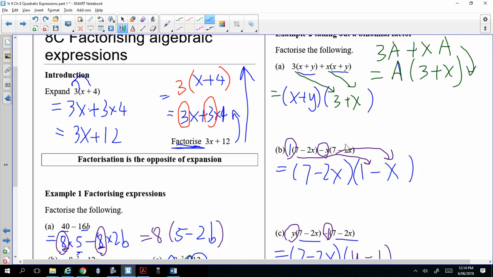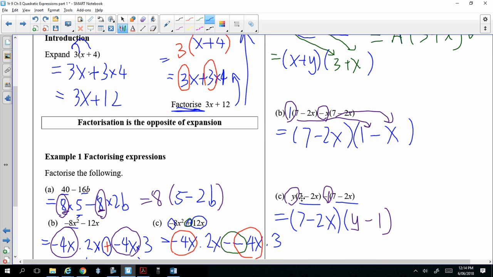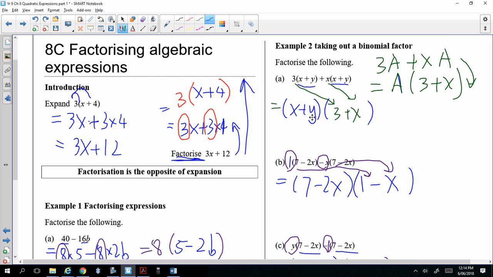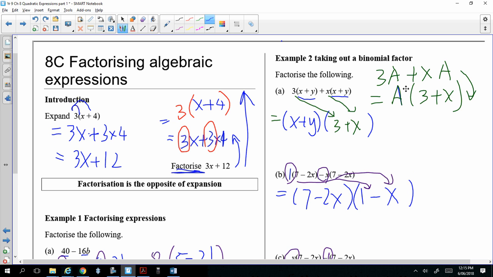Remember in 8C, we did this where you have a common factor inside a bracket, like these questions. You took the x plus y out, you get 3 and an x. Remember doing this in exercise 8C? We're going to do that again today. I forgot to revise this. It's like doing 3a plus xa. What's common? A. A bracket 3 plus x.